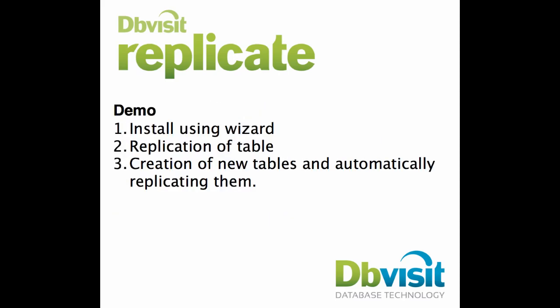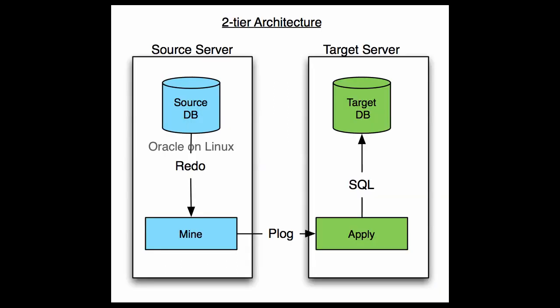In this demo we're going to install Replicate using the wizard. We're going to replicate some data and we're going to create some new tables that are automatically replicated. So on the source server we've got Oracle on Linux, and on our target server we've got Oracle on Windows.